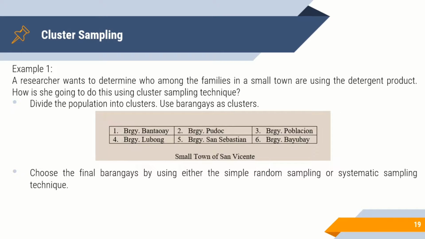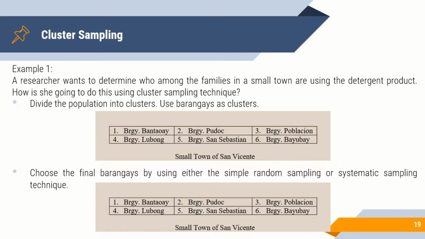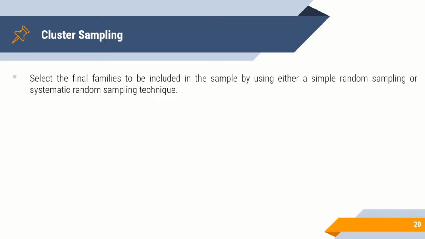Now, not all the families in each selected barangay will be included in the study since not all the families are using the detergent product. So we're just going to select the final families to be included in the sample by either again using a simple random sampling or systematic random sampling technique. Then the selected families at Barangay Bantaway, Poblacion, and San Sebastian will be the final sample for the research.